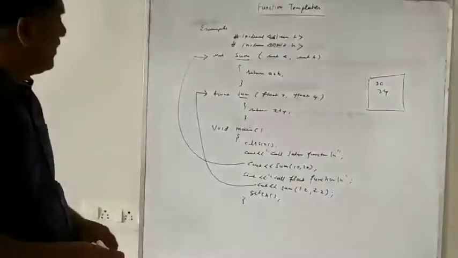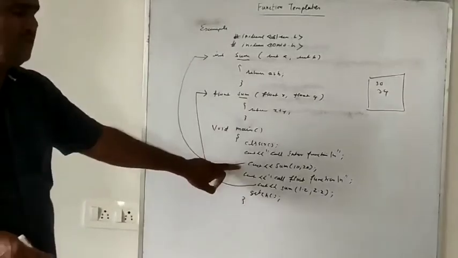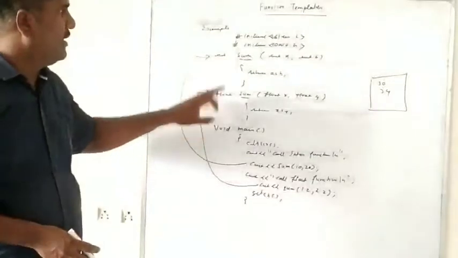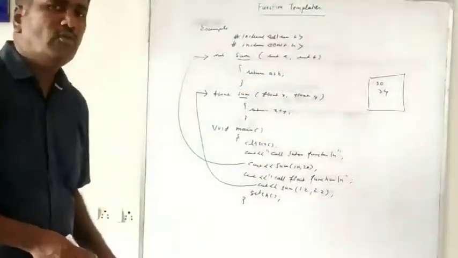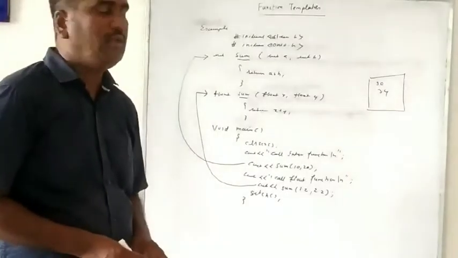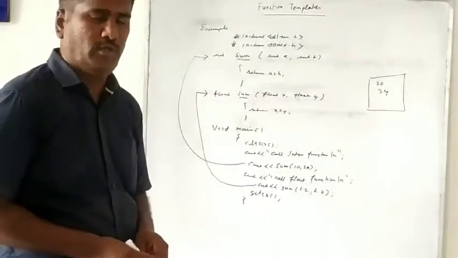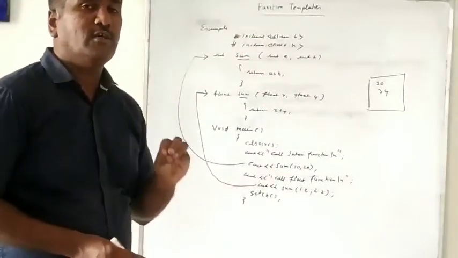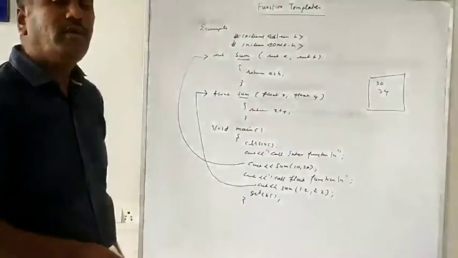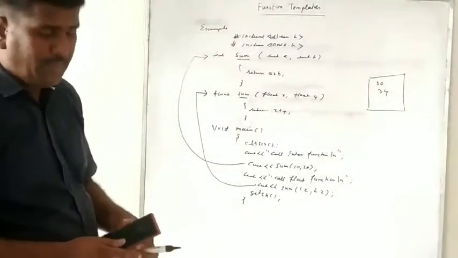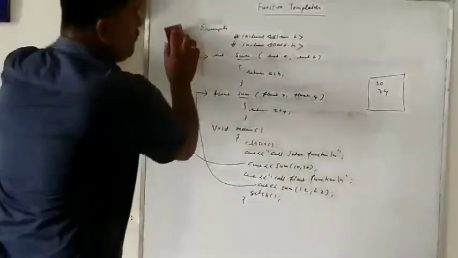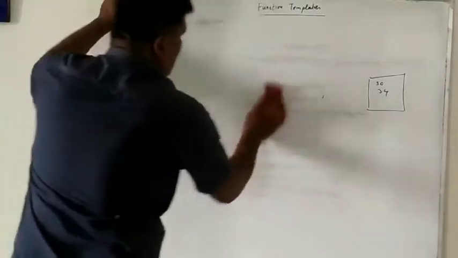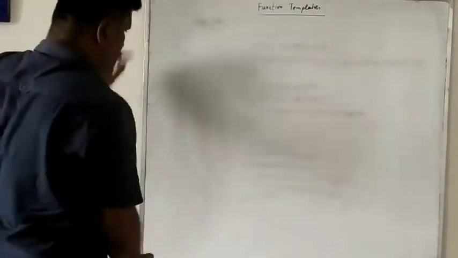Right. Now here we are using two function calls and two function definitions, but we are not reducing the code. Now we are going to discuss the function template, how to reduce the function code using a function template.